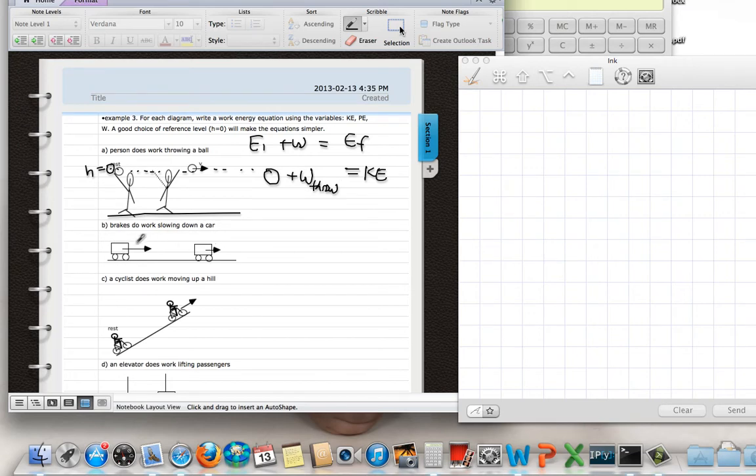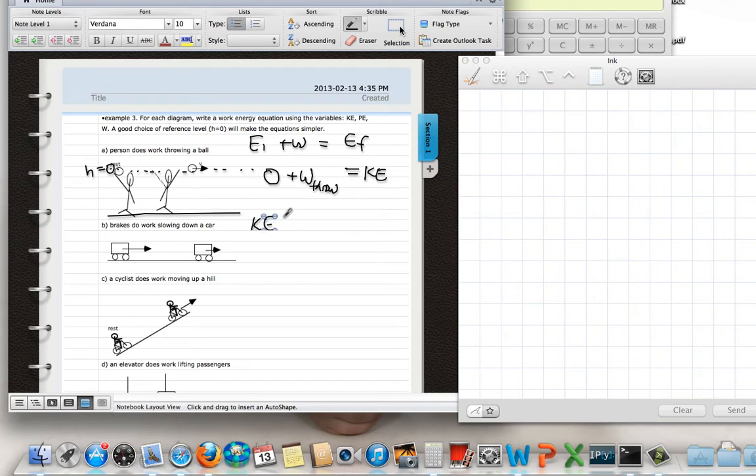Here's another problem. Brakes do work slowing down a car. So energy at the beginning, well, that's clearly kinetic. Kinetic energy at the beginning. Then we do some work, and at the end, there's been a change in the mechanical energy because the object has slowed down. It still has kinetic energy, but it's got less than it had before.